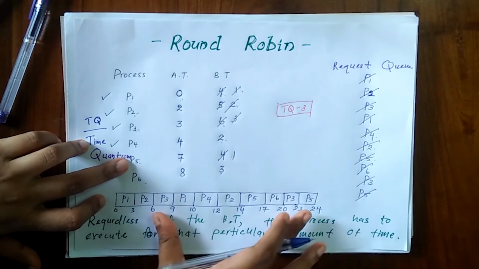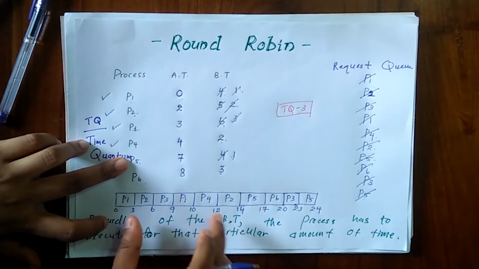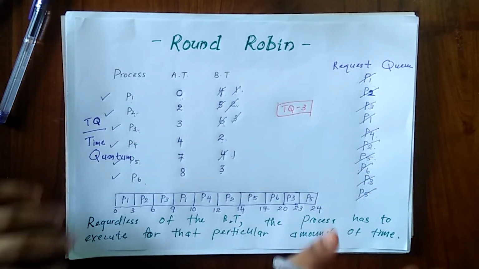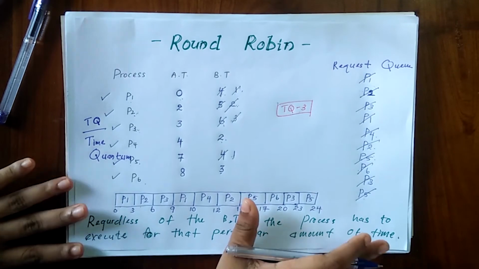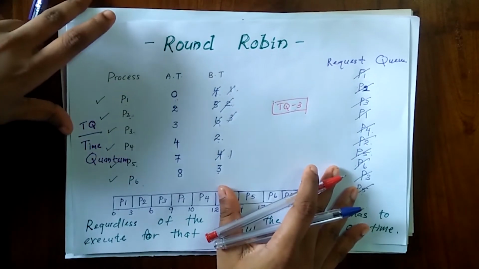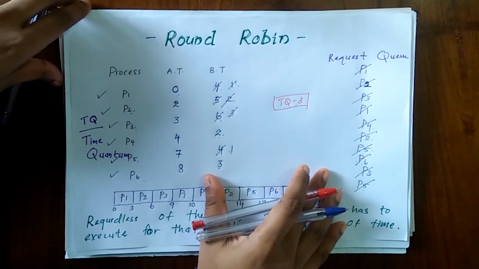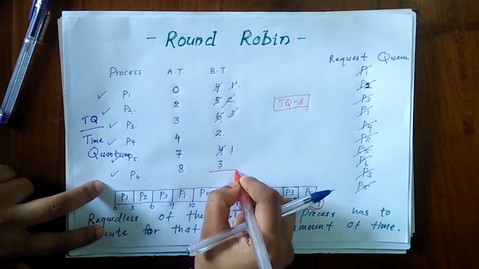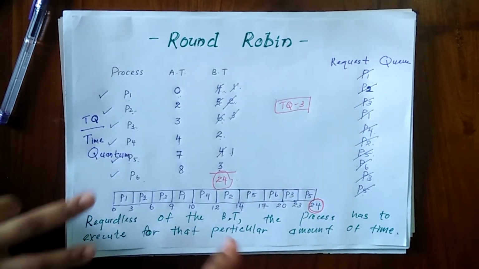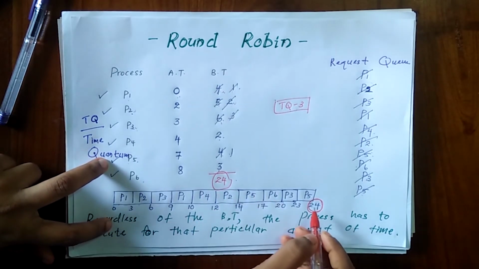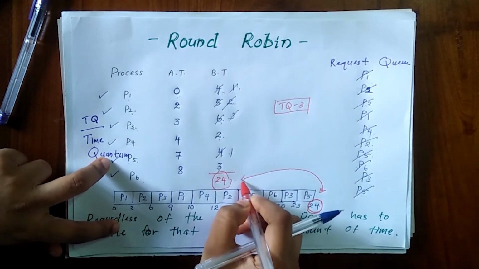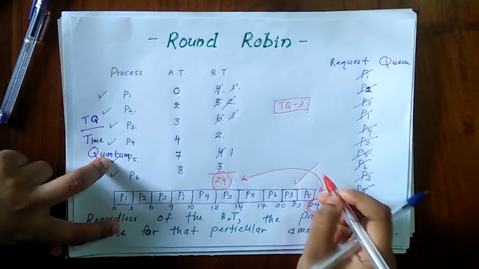So we have placed all the processes into the Gantt chart. So we are done with that. Now let's check whether our Gantt chart is correct. So here you can see it is 24. And let's get the total of the burst time. 24. Right? So now you can see it is 24 and here also 24. These numbers are same. That means our Gantt chart is correct.